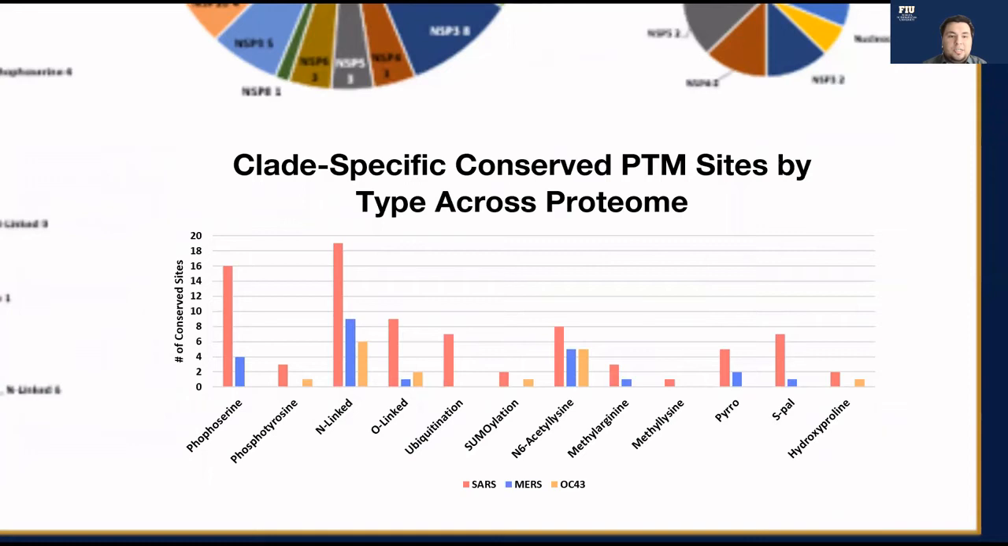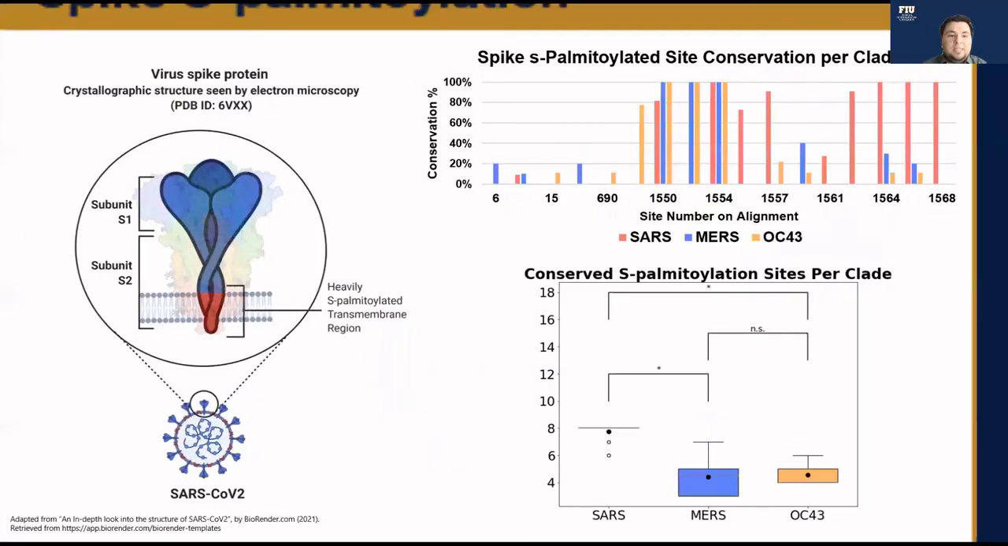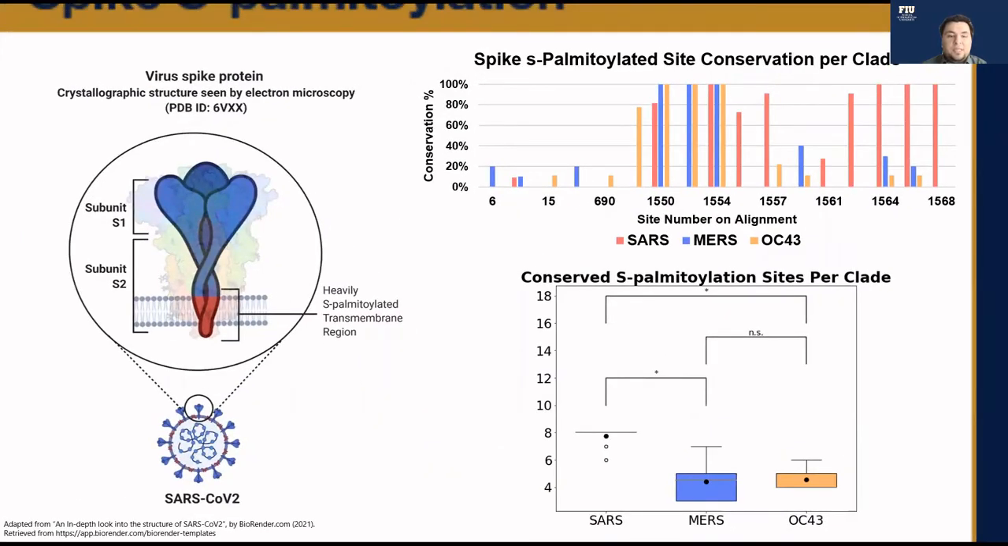This chart shows an increase in the number of highly conserved clade-specific PTM sites in the SARS clade compared to the MERS and OC43 clades. It also identifies several PTMs uniquely specific to the SARS clade, such as S-palmitoylation. Let's dive into one of these modifications.